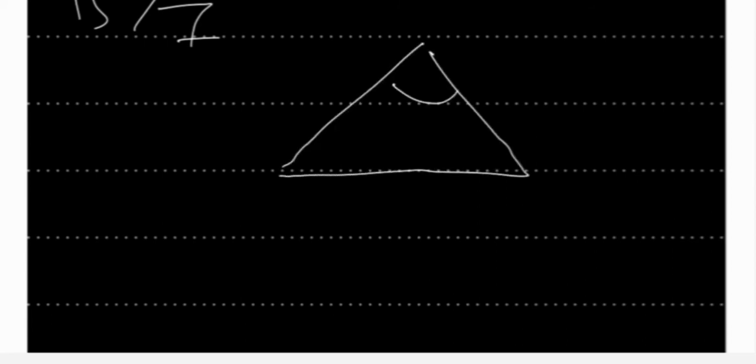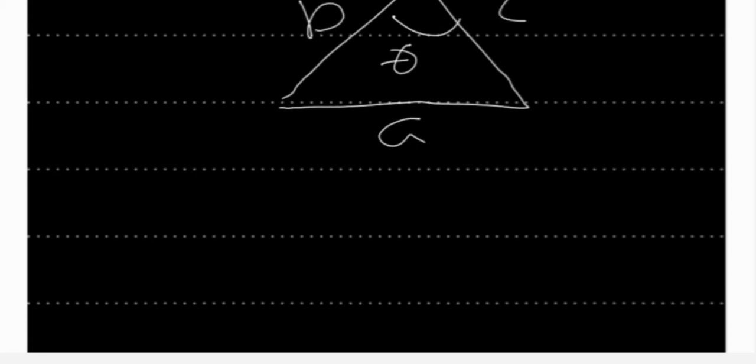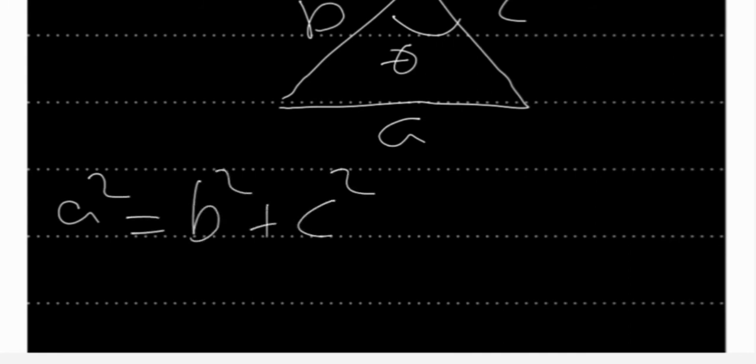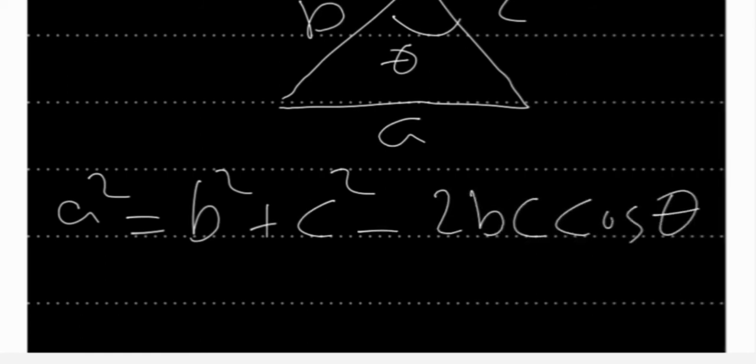Remember, there is the cosine law, right? So if you have a triangle, let's say with this angle over here theta, and the sides a, b, c, the cosine law tells you that a squared is equal to b squared plus c squared minus 2 multiplied by bc cosine theta. So this is the cosine law. With this you end the question.